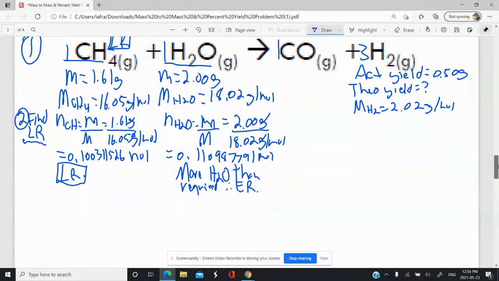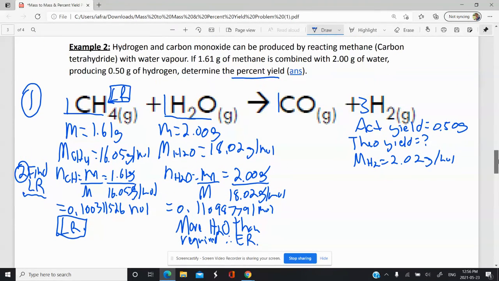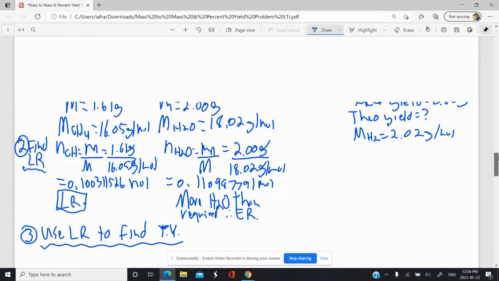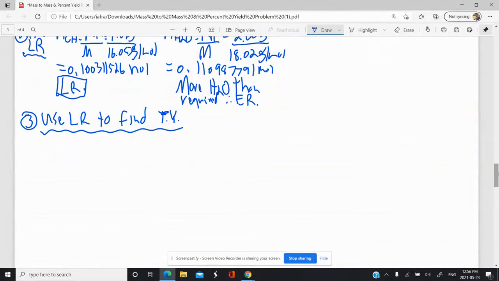So everything else is the same. We can just kind of ignore water at this point, and we can find our theoretical yield. So use LR to find theoretical yield. I'm just going to call it TY, theoretical yield. And so what we can do is do a mole ratio between our limiting reactant, which is methane, and our product, which is hydrogen gas. So we have 1 CH4 for every 3 H2s.